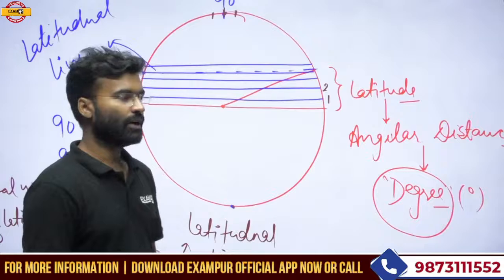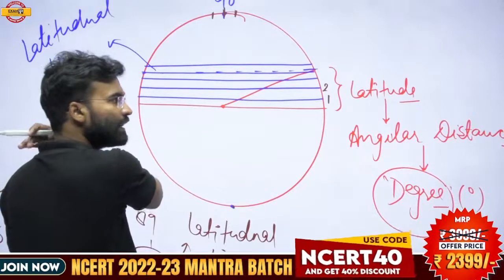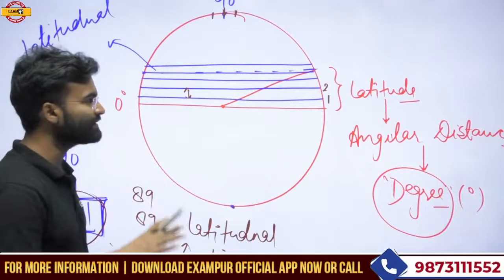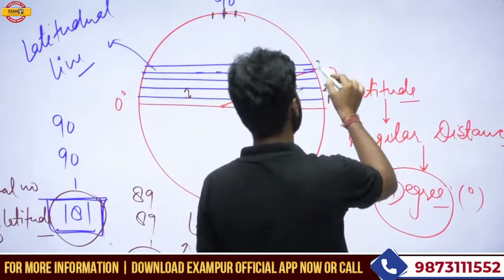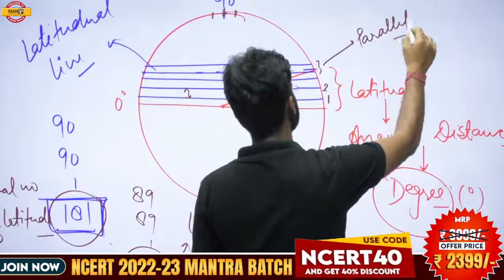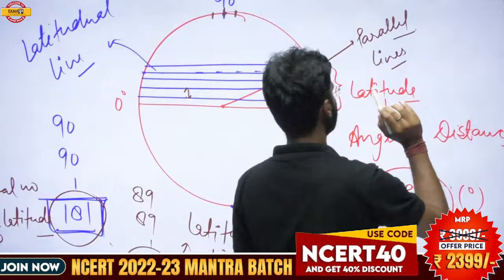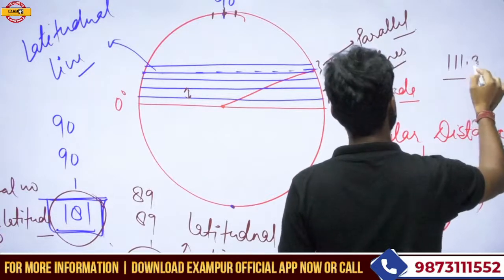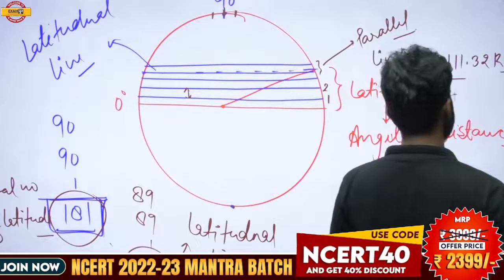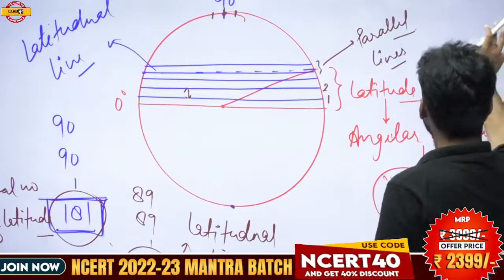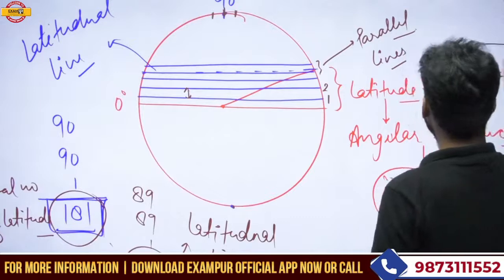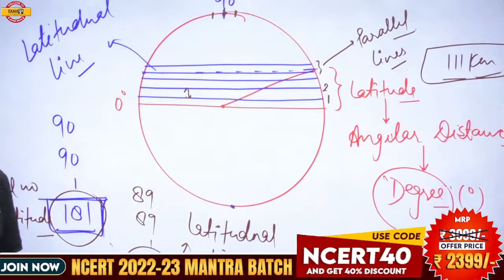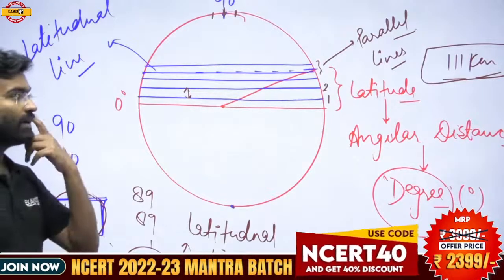So this is the latitude. If you look at the latitudinal lines, due to the shape of the earth, they never intersect each other. They are always parallel lines. Latitudinal lines are parallel lines, and the distance between two consecutive latitudinal lines is always equal, and that is 111 kilometers.